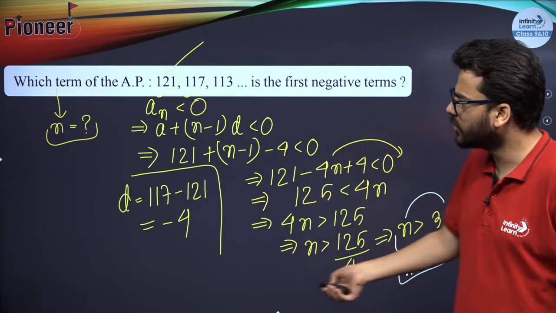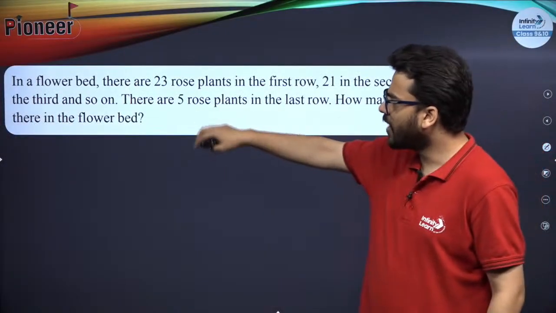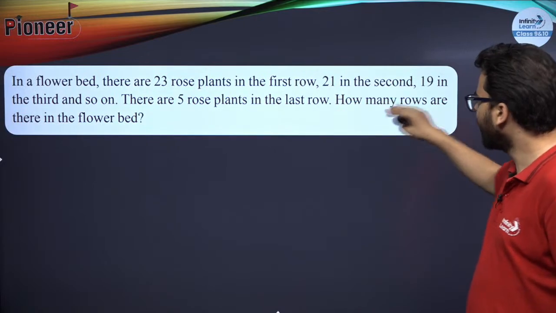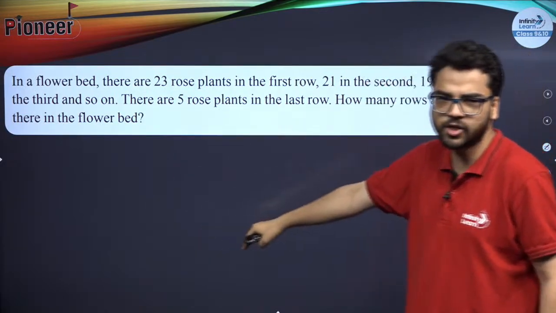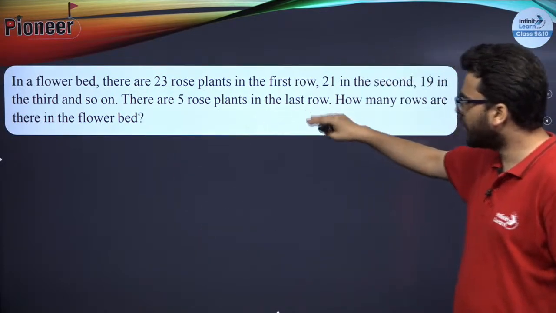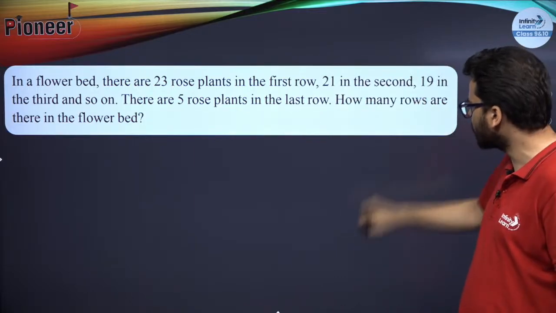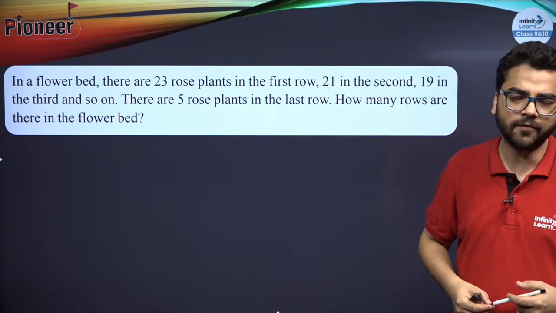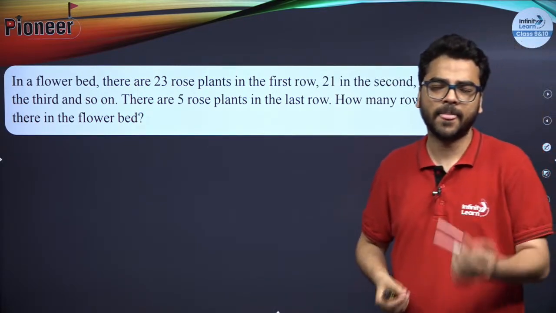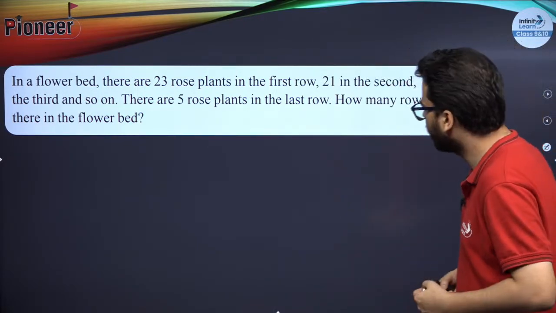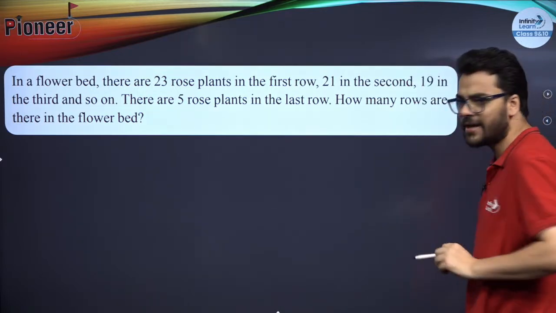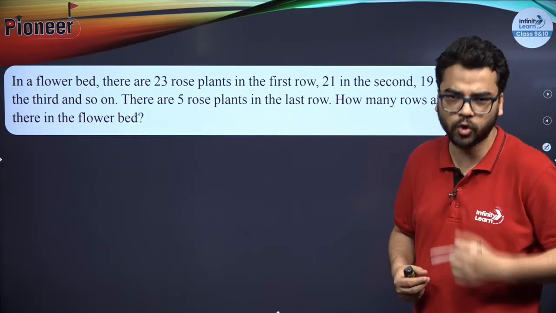Okay, so let's move on to the next one. In a flower bed, there are 23 rose plants in the first row, 21 in the second, 19 in the third, and so on. There are 5 rose plants in the last row. How many rows are there in the flower bed? We have to find how many rows there are. We don't have to find the total number of flowers. We have to find the number of rows over here.